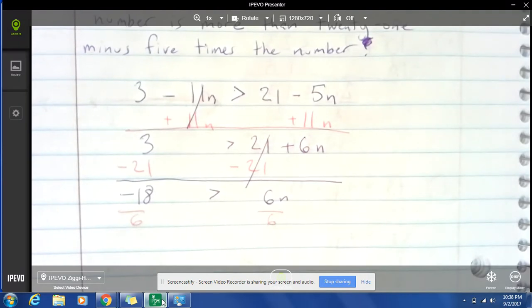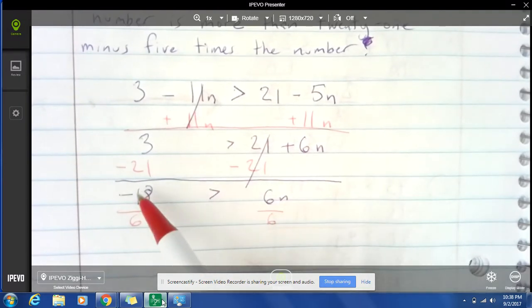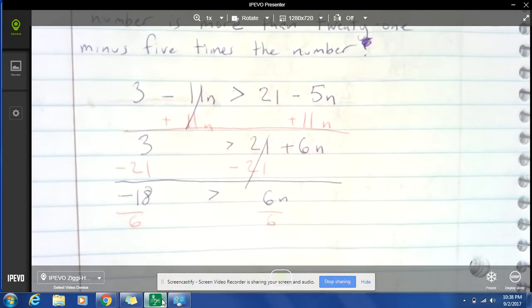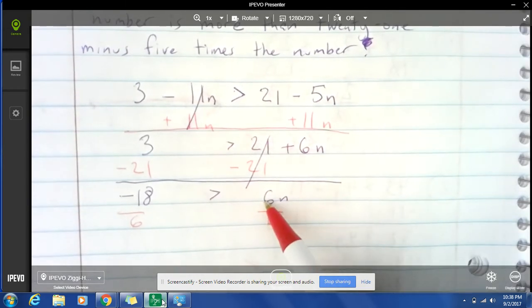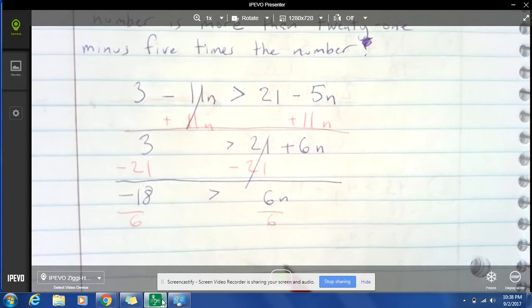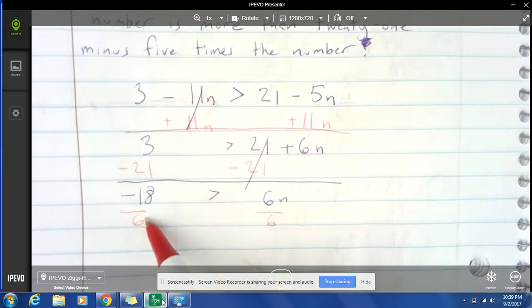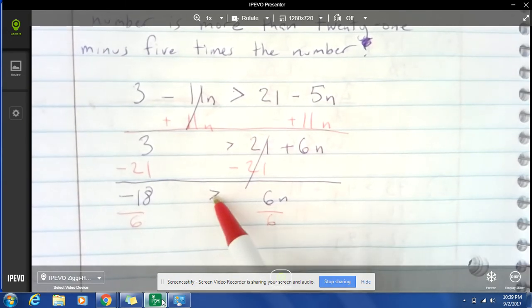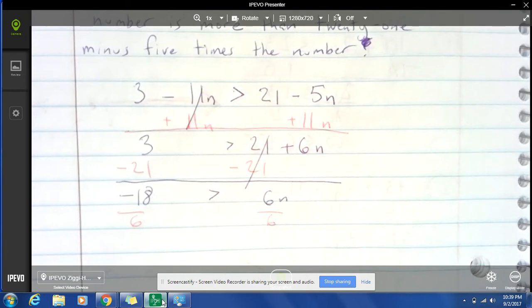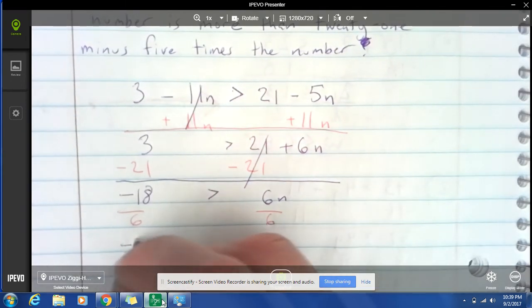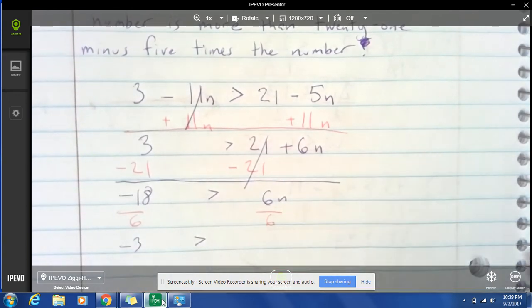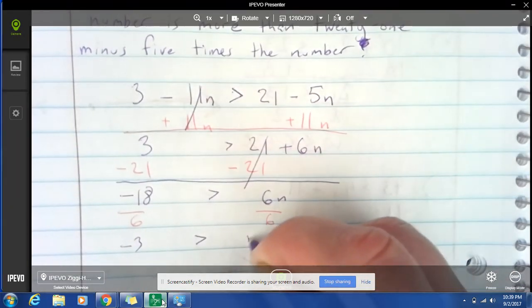Now I wanted you to be cautious of something. You see this negative 18? You might be thinking, well, that's a negative 18, so that means we're going to have to go ahead and flip this around. Well, don't. Because what we're looking at is the coefficient always. If the coefficient is positive, that's what we're concentrating on. And since the 6 is positive and we're dividing by positive 6, we are not going to switch this. This is going to remain a greater than. So we end up with negative 3 is greater than n.